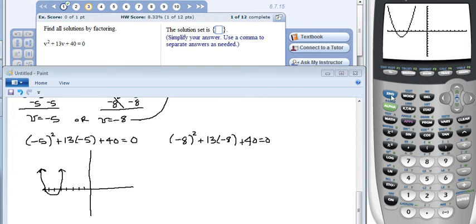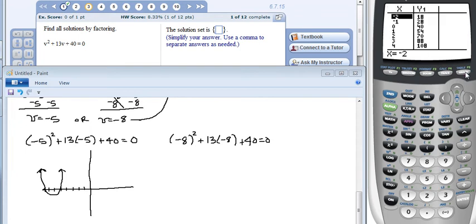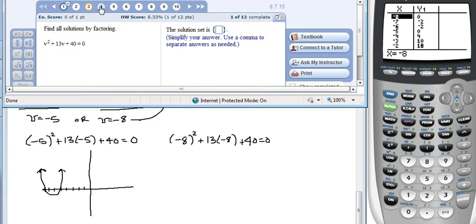But just to be sure, let's get into the table and make sure that those are indeed exactly zeros. See how y is equal to 0 there and there. So there's your verification that indeed we do have our two zeros. So you could factor or you can do it graphically, however you'd like.